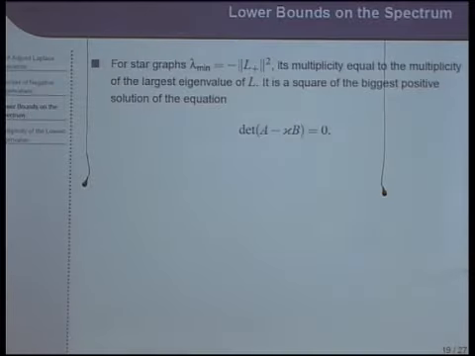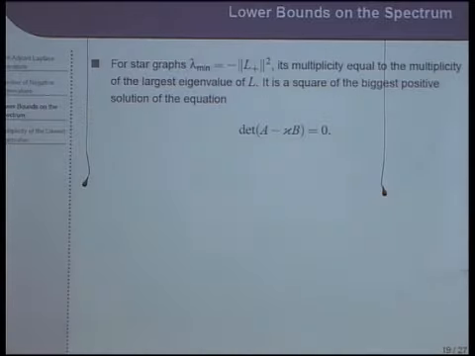Next question, lower bounds on the spectrum. If we look at the star graph again, then the situation is quite simple. Let's calculate the operator L. Let's calculate the maximal positive eigenvalue of this operator, and let's take it squared. That's all. This is the lowest eigenvalue of the Laplace operator on this simple graph.